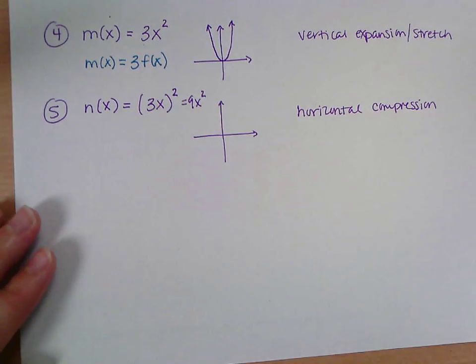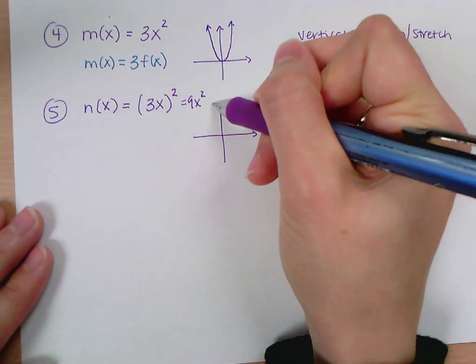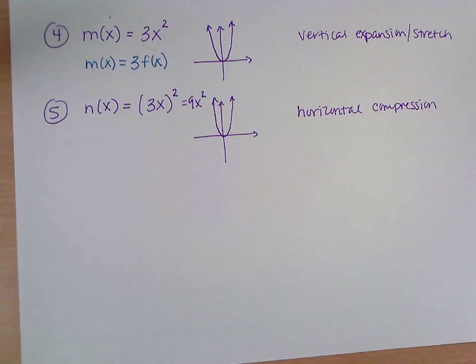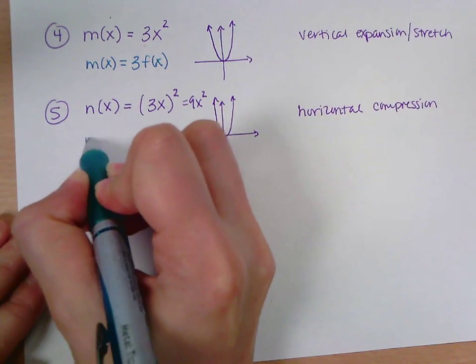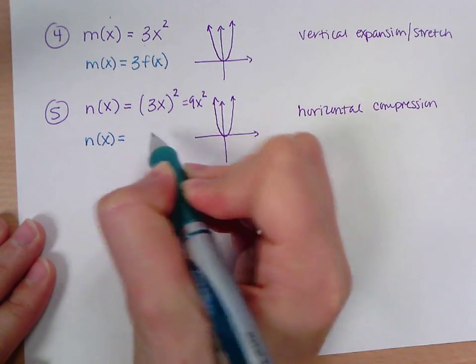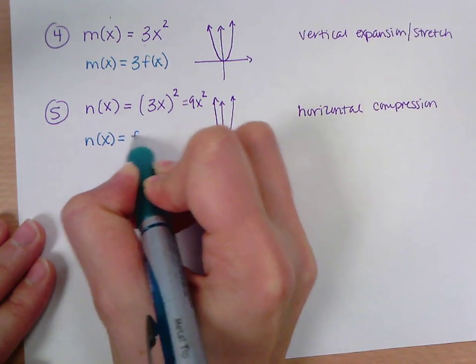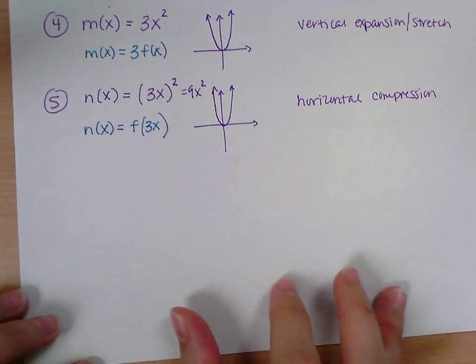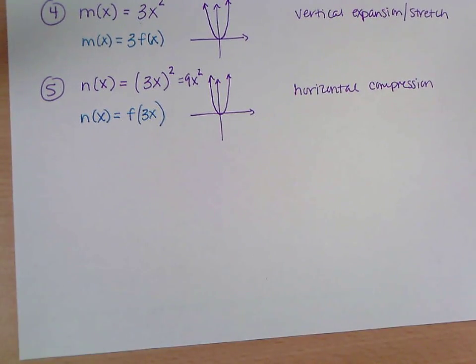So then this actually would be even skinnier than the one I drew above, but still narrower than just x squared is, the idea you want to get here. So this could be written as n of x is equal to f of 3x, that comparison with f of x, or using the f of x notation to write that out.